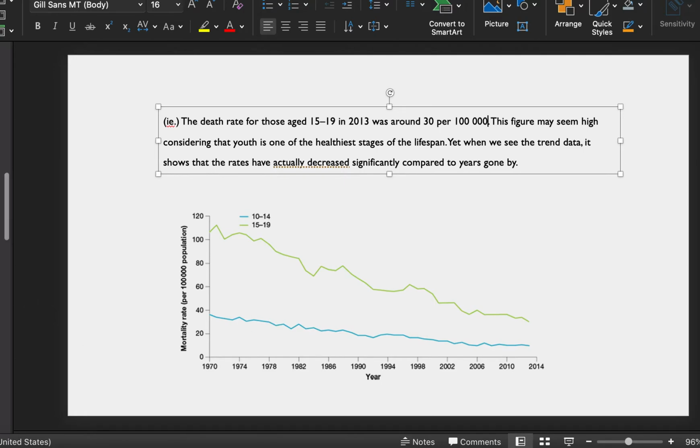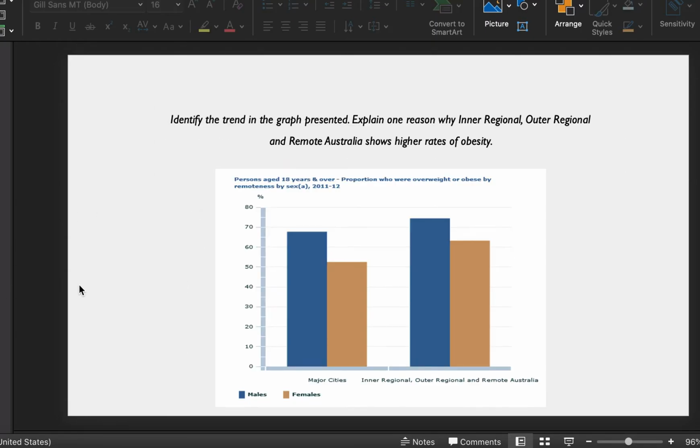What I would like you to do now, now that I've shown you this trend, and again, this is mortality rates, the number of people per 100,000 that have passed away per year category, and in the age brackets given. I'm going to give you this graph, and I'm going to ask you to identify the trend in the graph. And after you've identified the trend in the graph that you can see there, I want you to explain why they have higher rates of obesity than the other group.